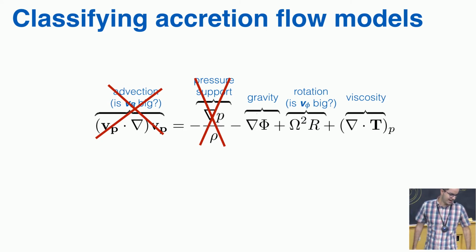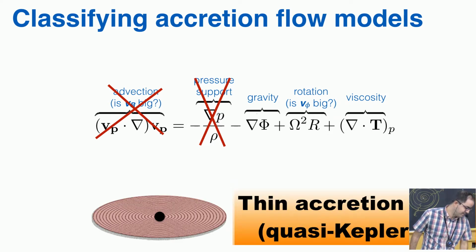Now imagine you have a system where the radial velocity is very small, so the advection term is not important. And imagine that the pressure support is not important as well. So in that case, you will have a solution of the thin accretion disks, which have almost Keplerian rotation velocity. It cannot be perfectly Keplerian, otherwise you would not have accretion. You will not have inflow of particles towards the black hole.